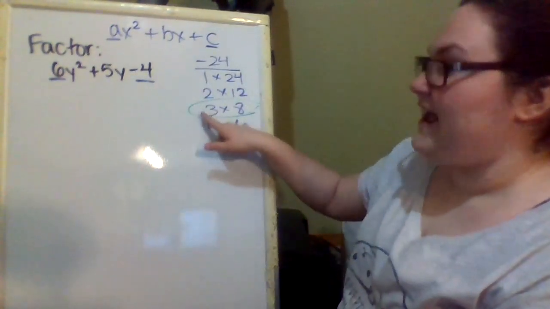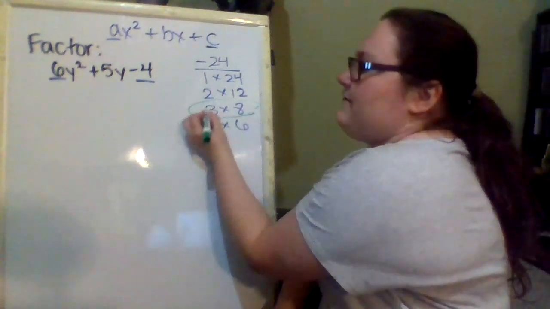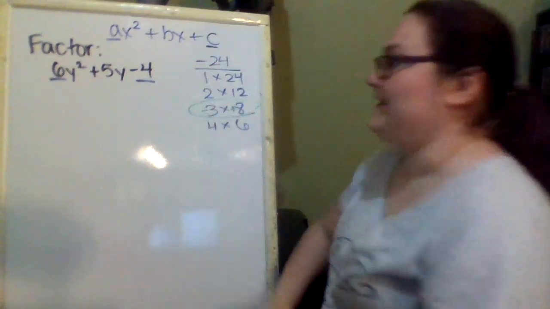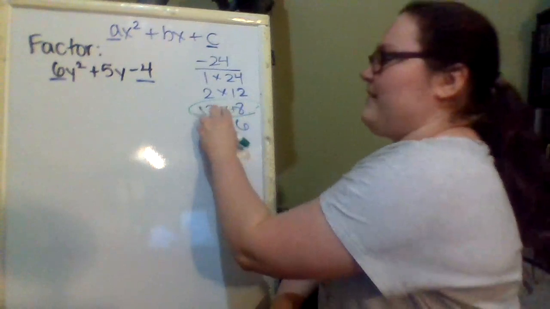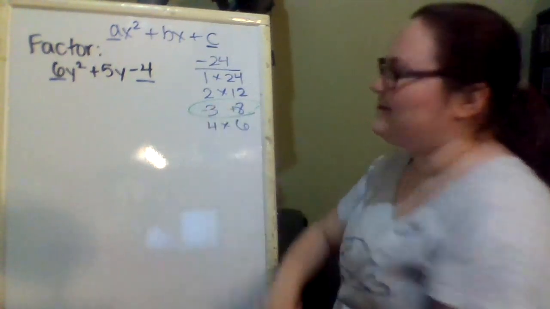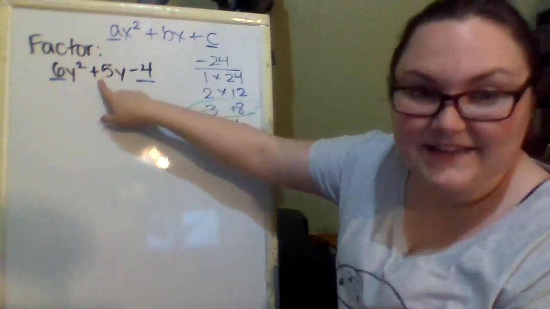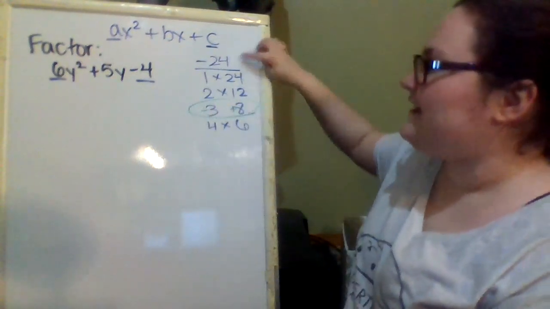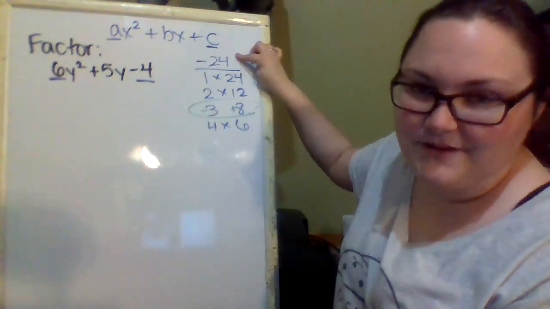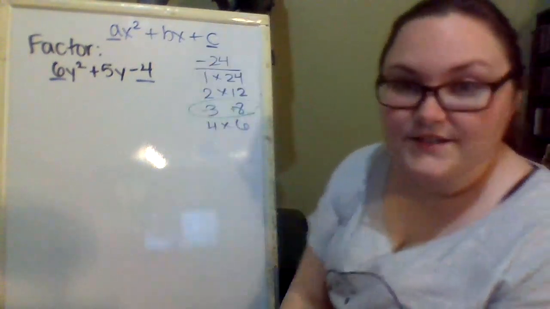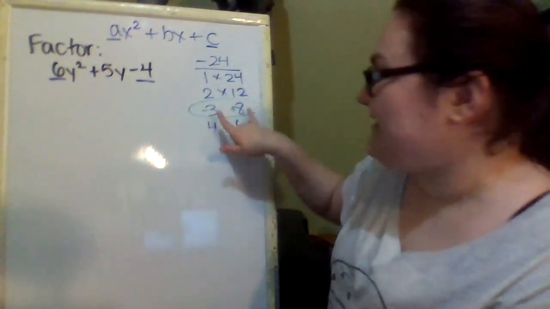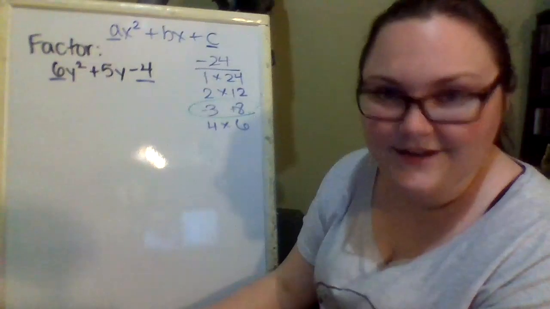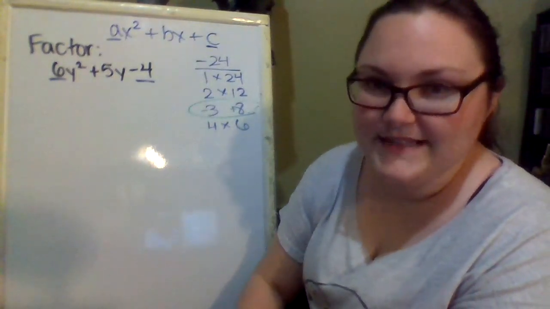I know if I have a negative 3 and a positive 8, I'm going to get rid of that multiplication sign. If I have a negative 3 and a positive 8, that could combine to give me 5. And if I have a negative 3 times positive 8, that would give me negative 24. Now this is where it's going to start to look different. We're used to these numbers being in our final answer. That's not what we're going to do this time.